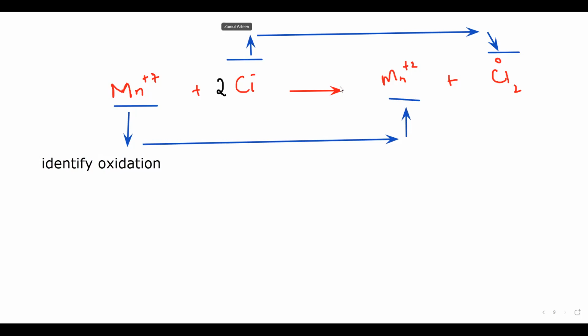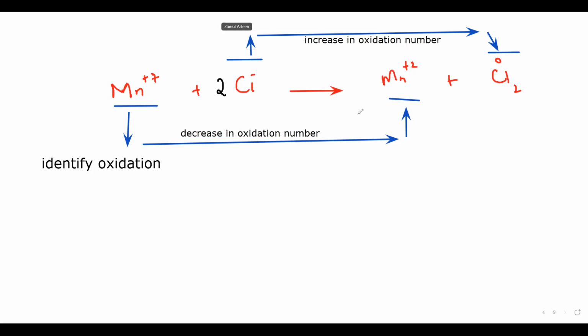So the first change, there is a decrease in oxidation number. And the second change, there is an increase in oxidation number. How is it increased? Because it was minus 1 and becomes 0. Minus 1 becomes 0 means increase is there, because 0 is greater than minus 1.